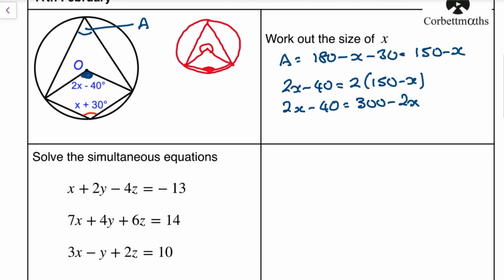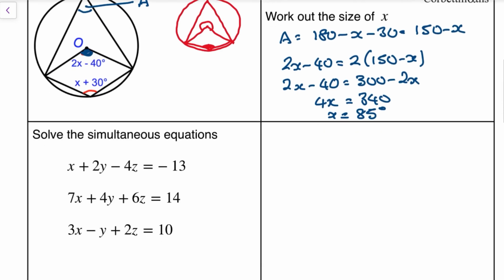Add 2x to both sides, it's going to give me 4x. Add 40 to both sides is 340, and so that means that x equals 340 over 4, which is going to be, well, 34 over 4 is 8, and 20 over 4 is 5, which is going to be 85 degrees. Nice question, and quite an easy one to get wrong as well, so I'm glad that question appeared.